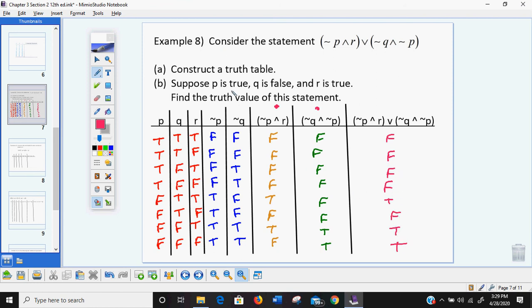Now it says, suppose P is true, Q is false, R is true. Okay, so let's find that. P is true, so it has to be one of these. Q is false, so it has to be one of these. R is true. Well, the only place that happens is right here. So for part B, the answer to that part would be false.